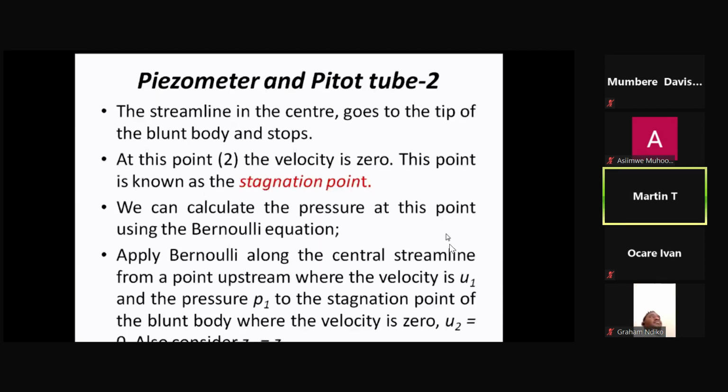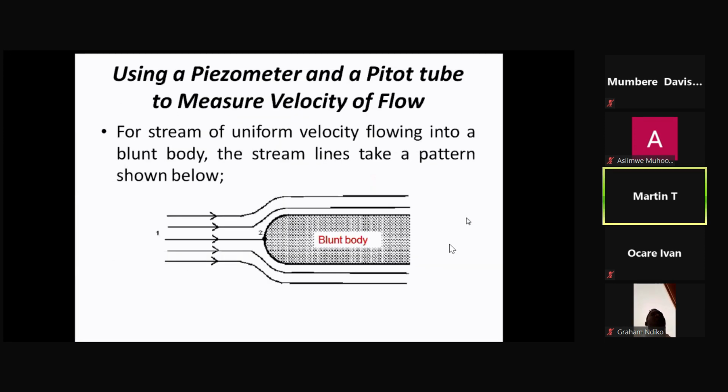Okay, so we've already said the streamline in the center goes up to the tip of the blunt body and stops. At that point, it's called a stagnation point. The velocities are 0. Now we can apply Bernoulli's equation along the streamline 1 to 2. If 1 is a point just before the point of stagnation, we apply our Bernoulli's equation.